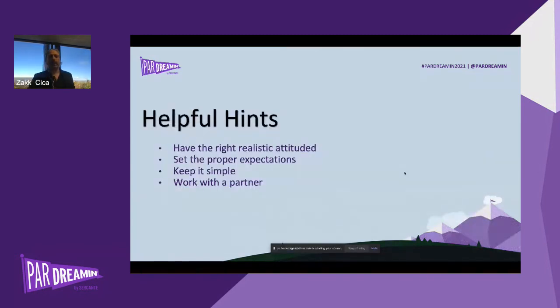Now, as we come near the end of the presentation, here's some helpful hints. So please take note. You must have the right realistic attitude for a migration. You need to have those long runways, those buy-ins, the communication, and that focus on exactly what you're trying to accomplish from the migration. Setting those proper expectations, setting up backup plans, letting people know exactly where you are in the process.